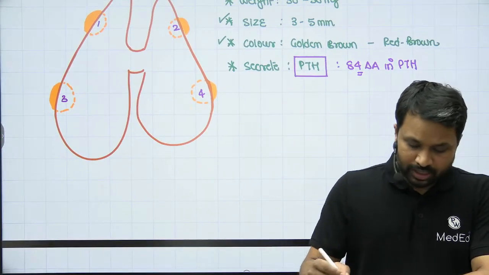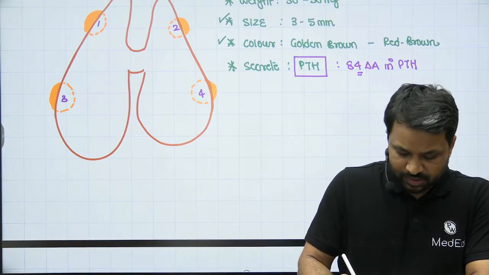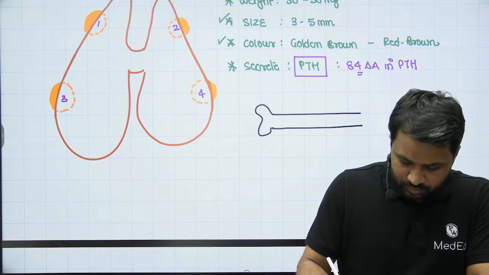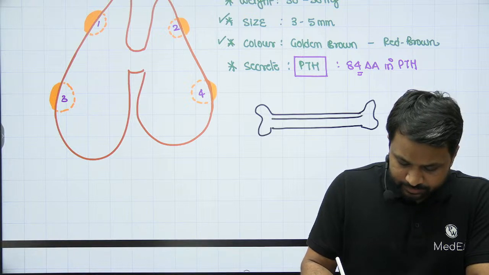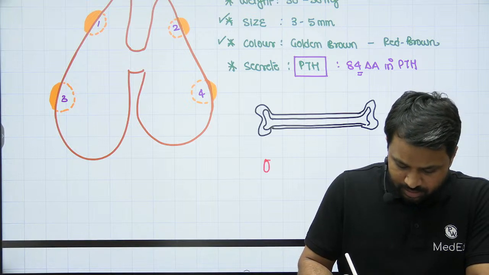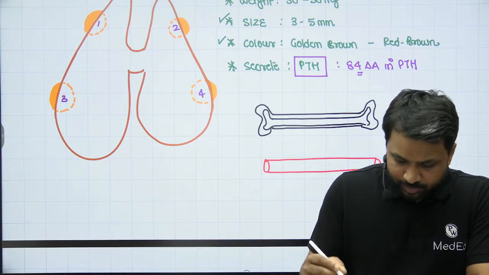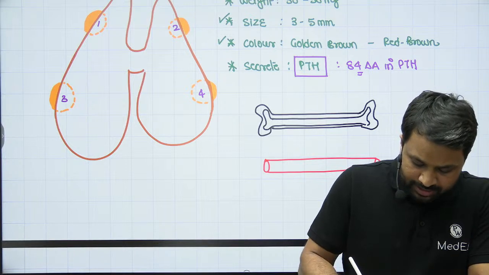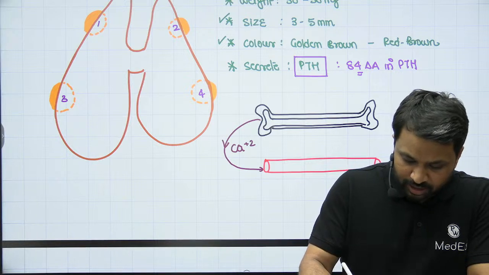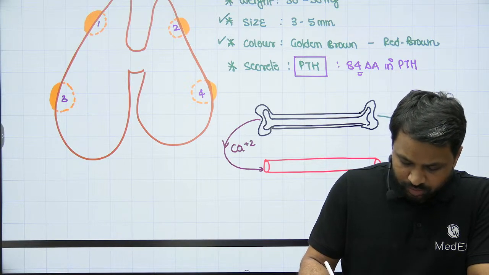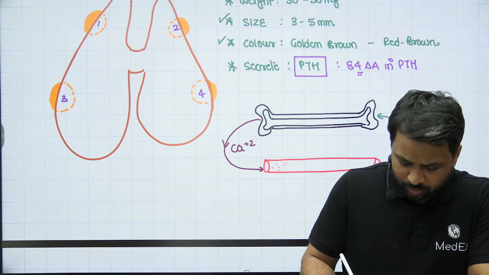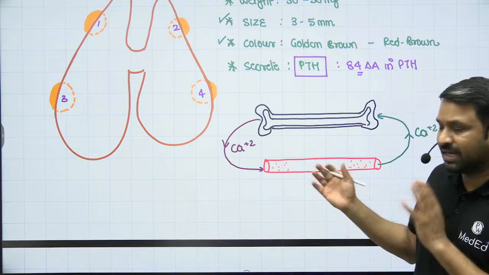Now, in simple context, just to get the perspective, imagine that this is the bone, and let's say this is the cortex of the bone, and this is the blood vessel, right? So what is going to happen? There is one hormone that takes the calcium from the bone and gives it to the systemic circulation. And there is another hormone that takes the calcium from the circulation and gives it back to the bone itself. So there are two hormones which are working against each other.